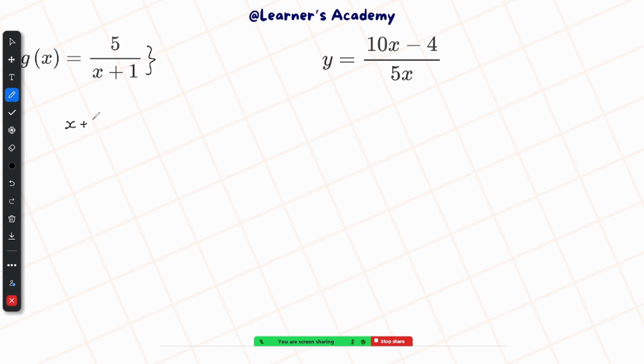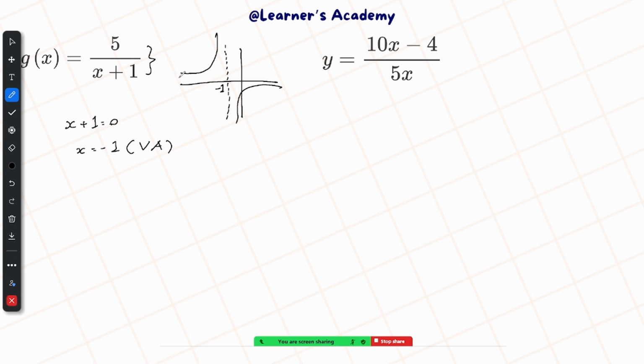So x plus 1 equal to 0. And then we will get x equal to negative 1. That basically means that we have a vertical asymptote at x equal to negative 1. And then, if we try to visualize this, it looks something like this. So the vertical asymptote is here at negative 1, and the graphs go something along like this.